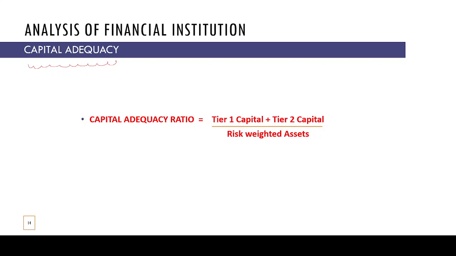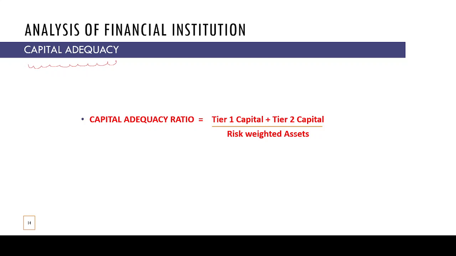So while discussing capital adequacy, the analyst basically checks whether the bank's capital is sufficient to absorb any losses, whether it is sufficient to absorb any shocks. For that we calculate the capital adequacy ratio. Now, how do we calculate the capital adequacy ratio? It's tier 1 capital plus tier 2 capital divided by the risk weighted assets.